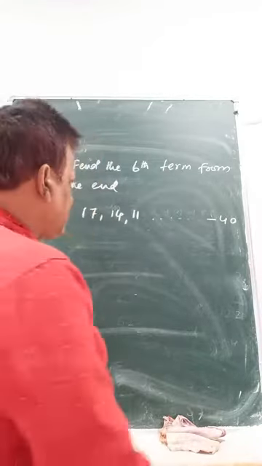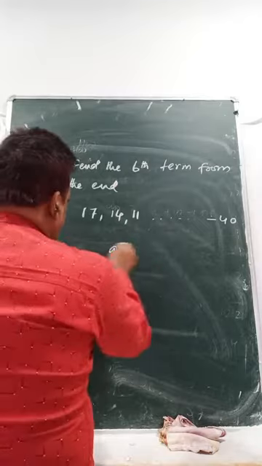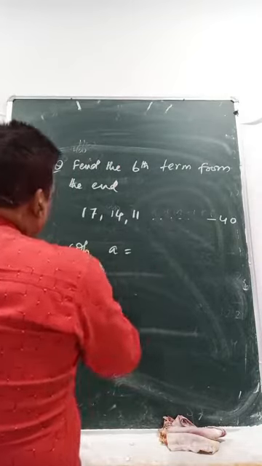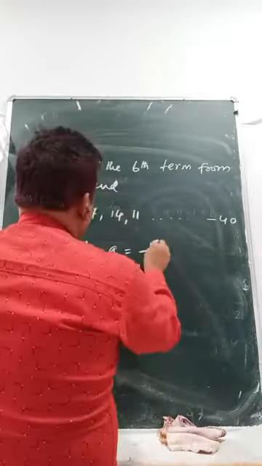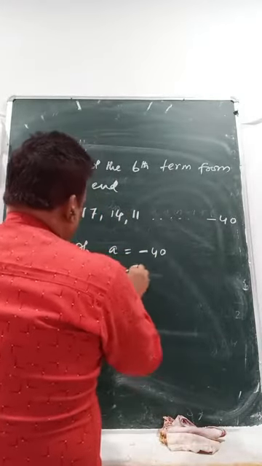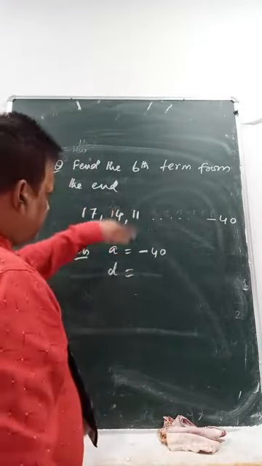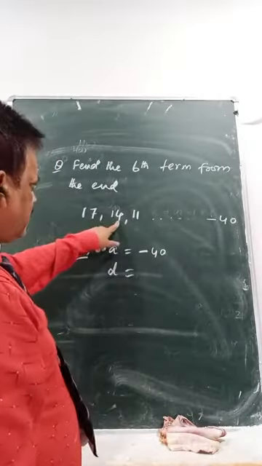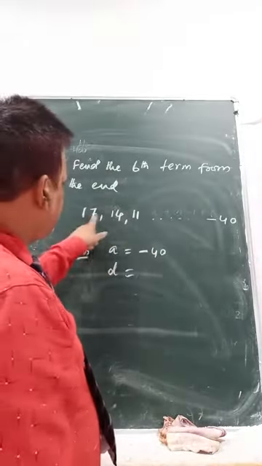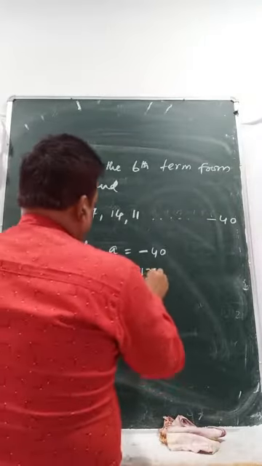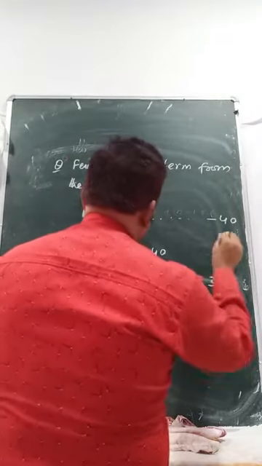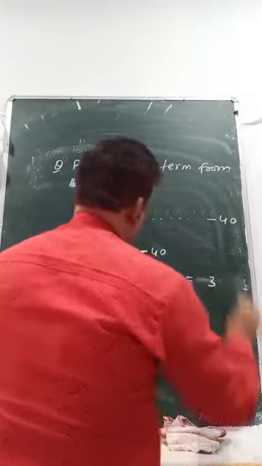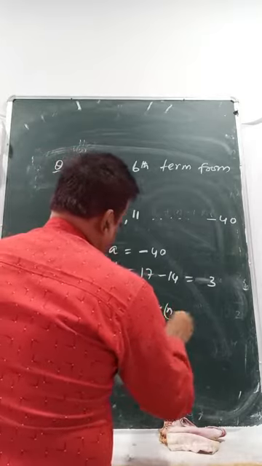So what is the technique I told you? What will be a here? a will be the last term, minus 40. How to find d? Previously what you were doing, second minus first. Now the opposite: 17 minus 40... I mean 14 minus 17, that is minus 3. Okay, the same formula, a plus (n minus 1) into d.